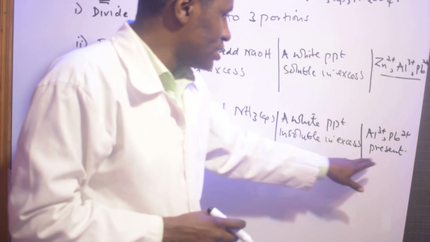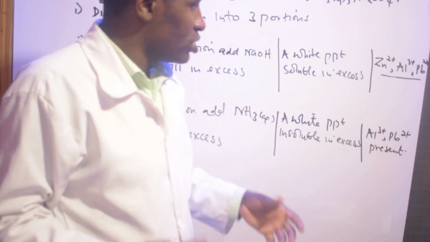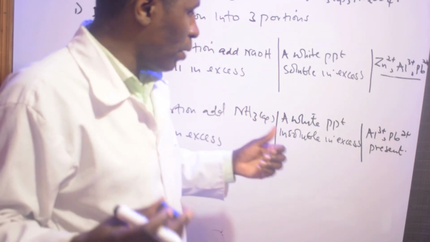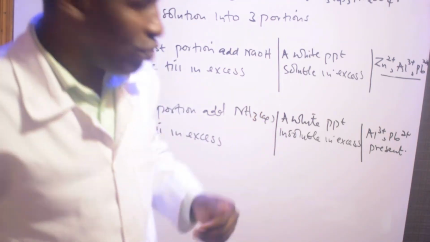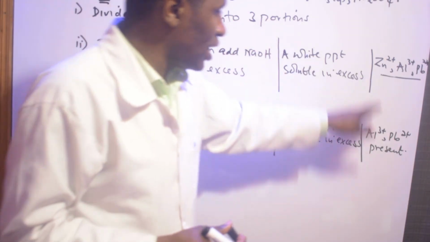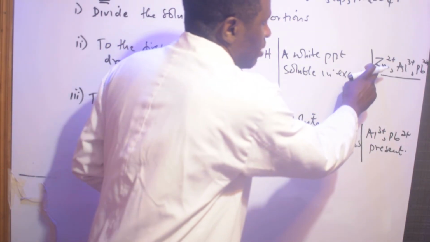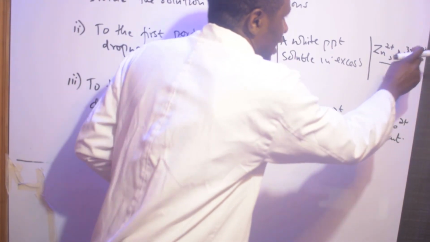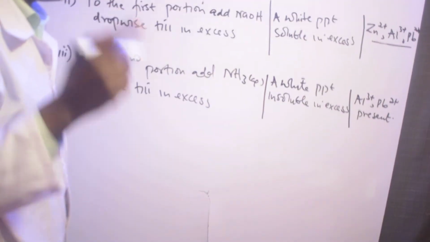This also means that zinc ions are absent. Because if zinc ions were present, we would form a precipitate which would dissolve in excess. But the fact that the opposite happened means zinc ions are absent. And when zinc ions are absent, I remain with aluminium ions and lead ions. Now we only have aluminium ions and lead ions.